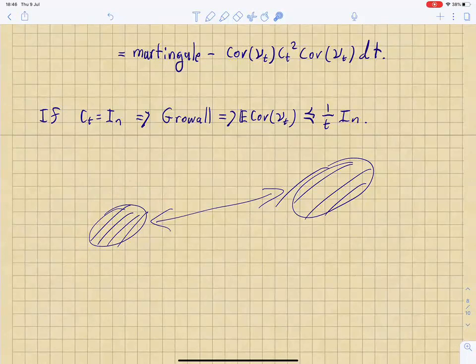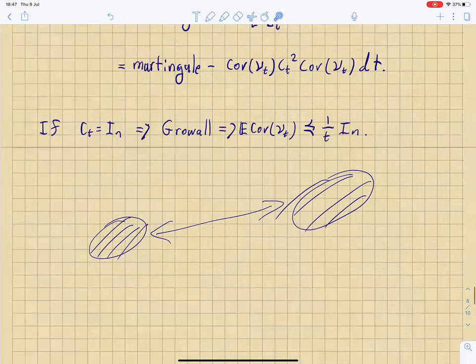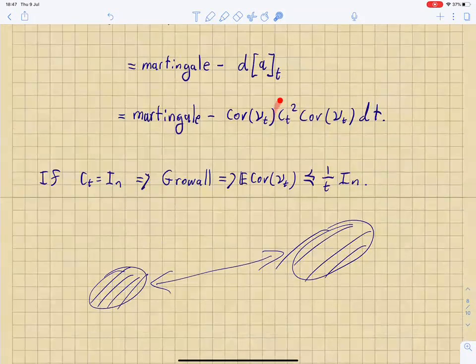Okay, I see there is a question in the chat. Yes, exactly. As Jean-Christophe said, the time you stop the process has to do with it. So the matrix C t will depend on the matrix L, and also the stopping time is going to depend on the matrix L. That's right.